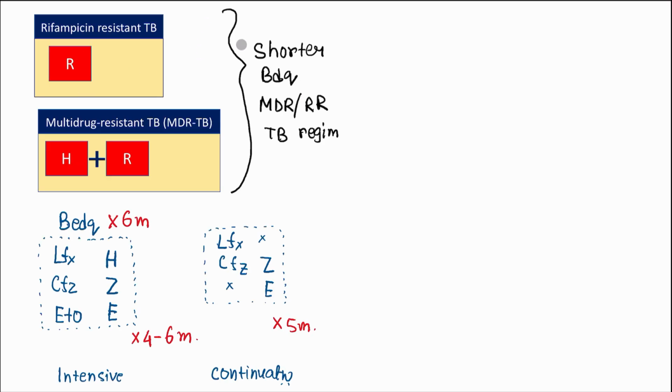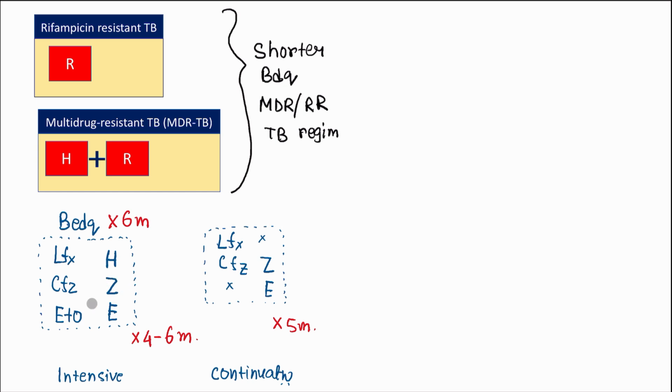Look here, and what is your shorter bedaquiline-based regime for your MDR TB or the rifampicin resistant TB? In that case, you need to write like this. You have to write HZE. So look, initially in primary TB we are giving HRZE. Okay, so this is resistant to R, you cannot give R. So just give H, Z and E. Okay, and when you are writing H, on this side you have to write levofloxacin.